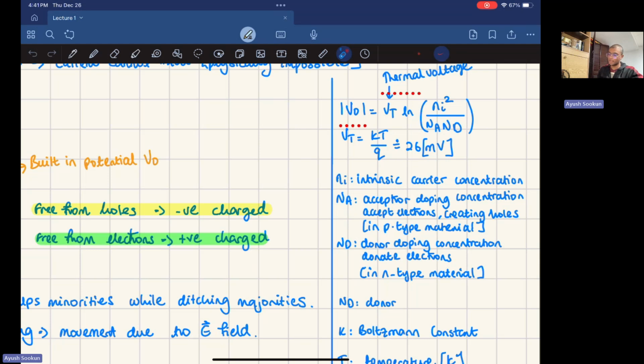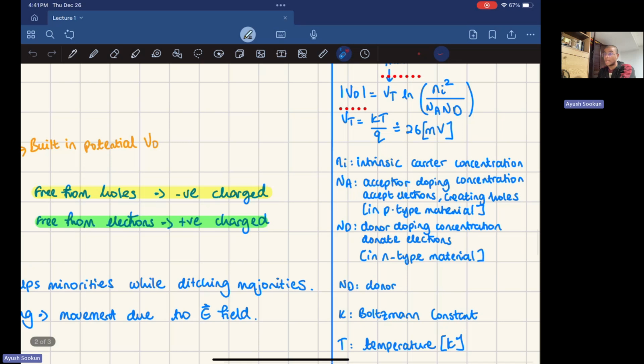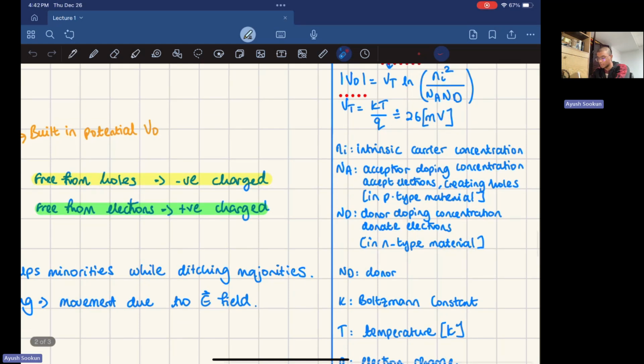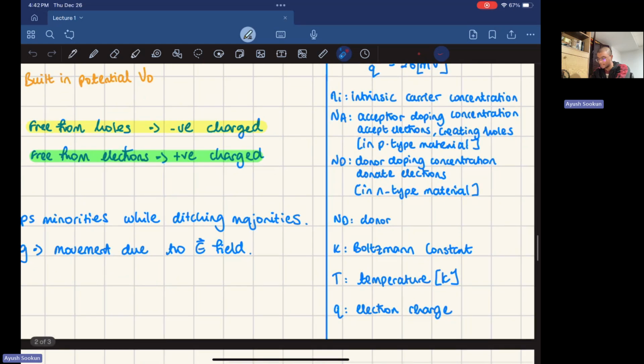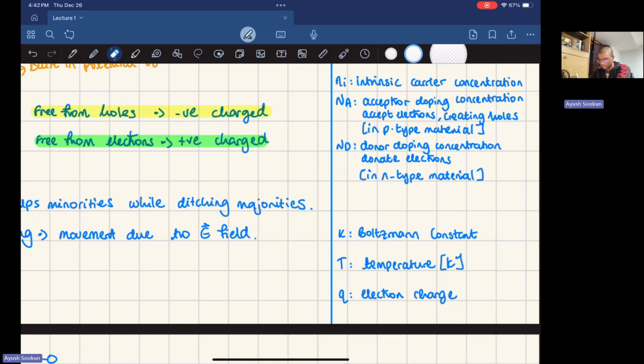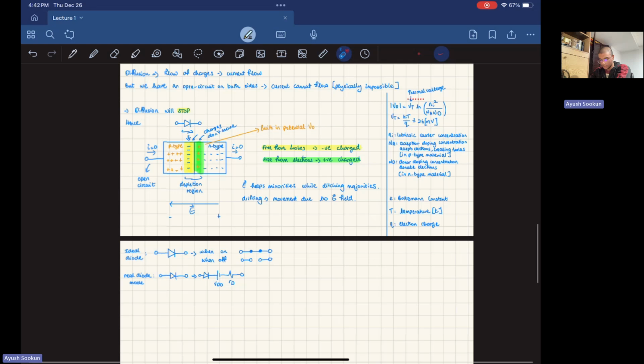If you're given a problem, you're going to be given all these values to play with. It's basically just a little bit of algebra, isolating for what you need. You just have to understand what each term means. ni is the intrinsic carrier concentration, and Na is the acceptor doping concentration, which accepts electrons, creating holes. It's in the p-type material. And Nd is the donor doping concentration. It donates electrons, and it's in the n-type material. k is the Boltzmann constant, T is the temperature in Kelvin, and q is the electron charge.